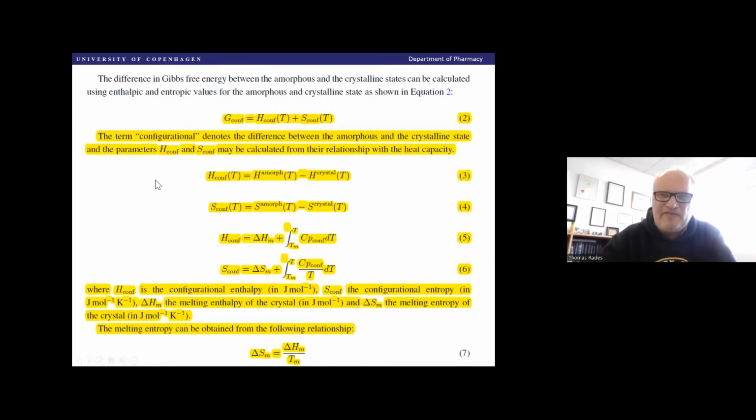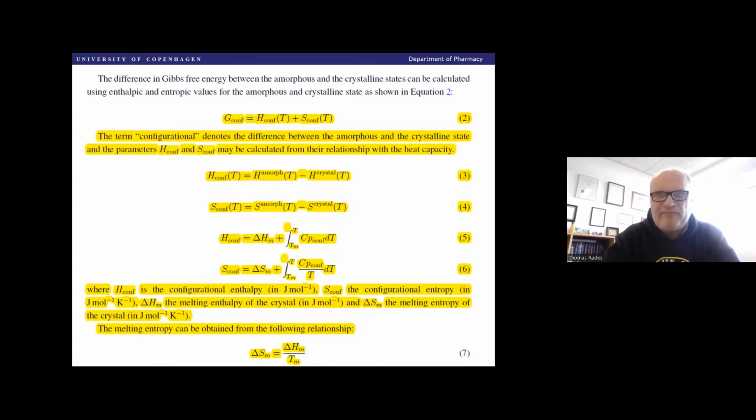So we wondered if the configurational thermodynamic properties, meaning the difference in thermodynamic properties of the amorphous and crystalline state, can somehow be linked to stability. So if we go to this, what very much looks like a Gibbs-Helmholtz equation, but now refers to the configurational free energy, enthalpy, and entropy, we can then determine the configurational enthalpy and configurational entropy on the basis of heat capacity measurements. In other words, we can determine it by DSC, and that way we can determine for a given temperature the configurational entropy and enthalpy of our amorphous system.